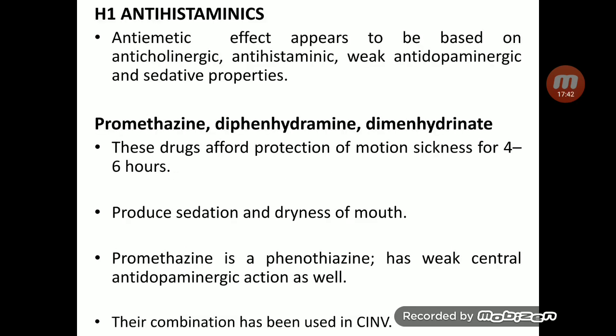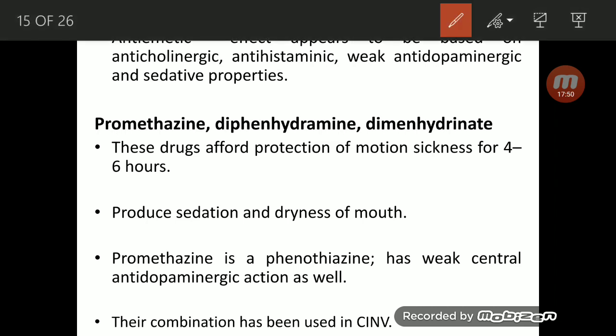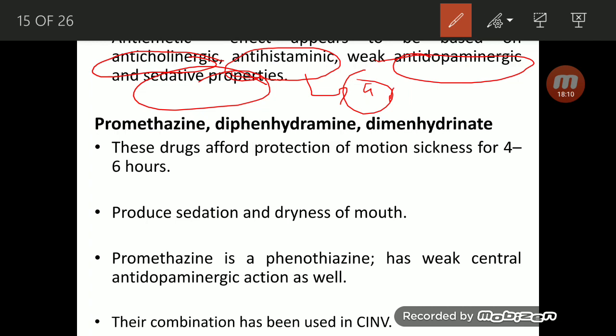Next we move on to your H1 antihistaminics. Their action is generally performed by blocking your H1 receptor. Along with blocking the H1 receptor, it also has certain anticholinergic action as well as weak dopaminergic action. Since it is an H1 antihistaminic, it also produces certain sedation. So anticholinergic action is there, antihistaminic action is there, as well as weak dopaminergic action is also being seen.